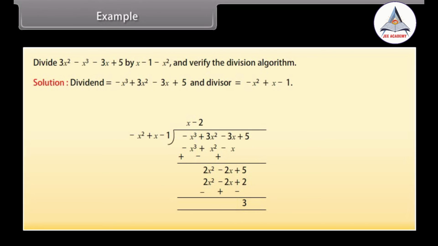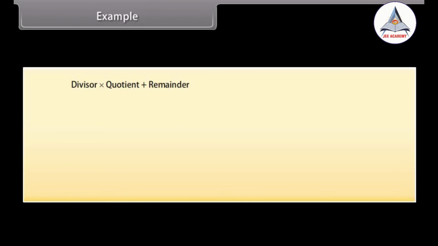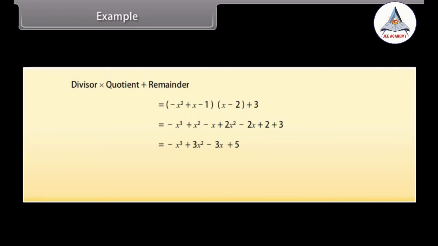Now to verify, let's see whether divisor into quotient plus remainder is equal to dividend or not. So, divisor into quotient plus remainder is equal to (minus x square plus x minus 1) into (x minus 2) plus 3 equals minus x cube plus x square minus x plus 2x square minus 2x plus 2 plus 3 equals minus x cube plus 3x square minus 3x plus 5, which is equal to dividend. Hence, verified.